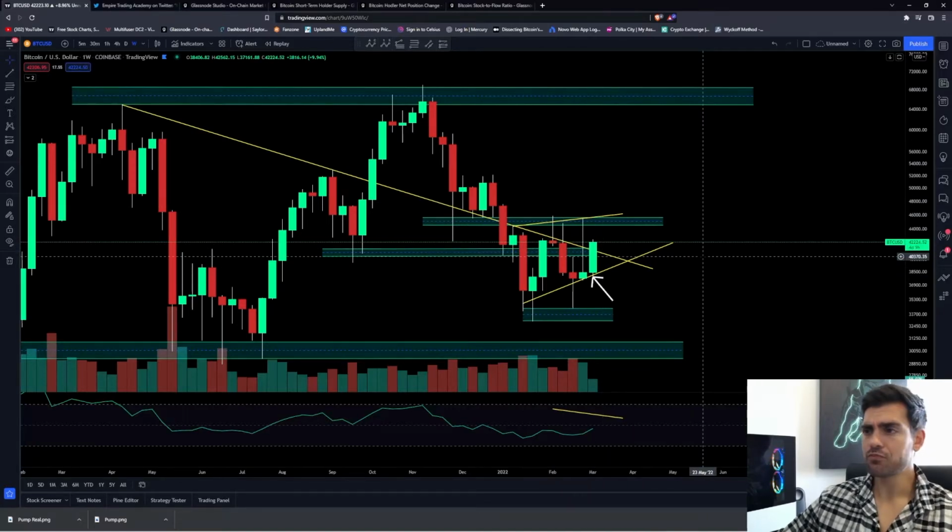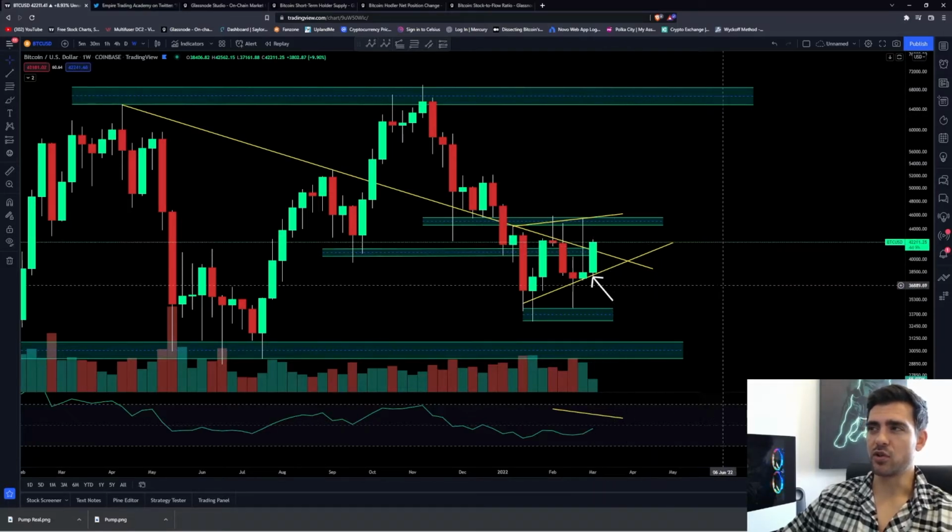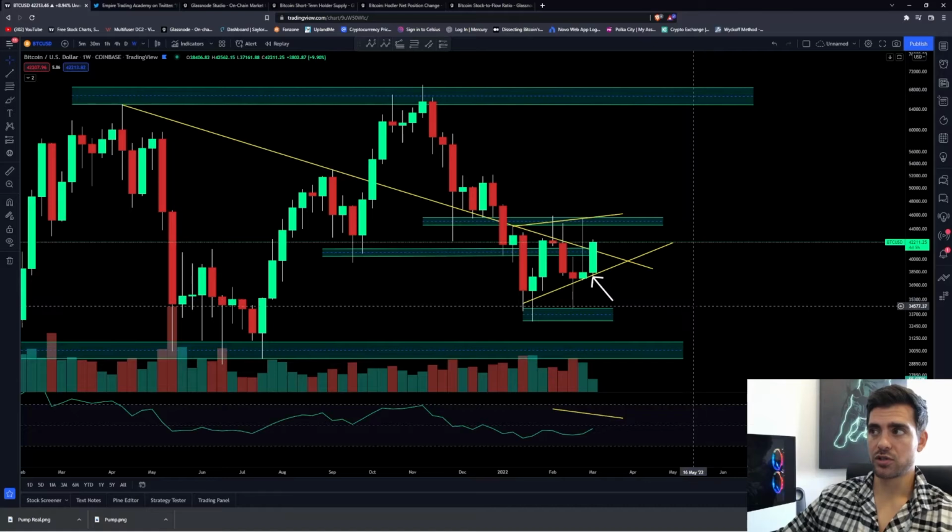Keep in mind the overall macro conditions of other financial markets as well, the economy, right? All of those things are definitely not bullish.